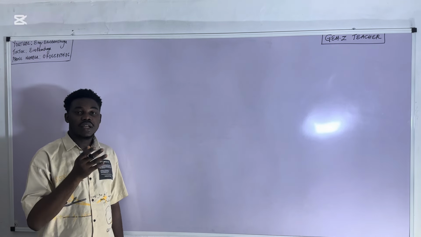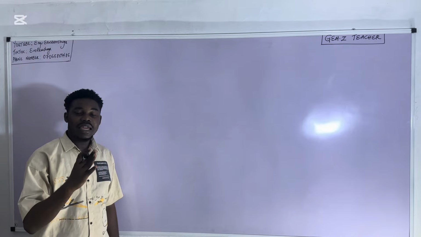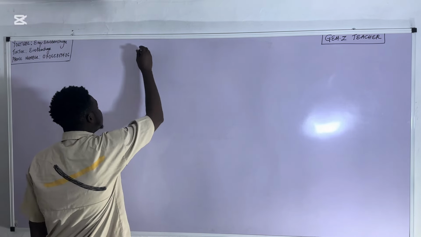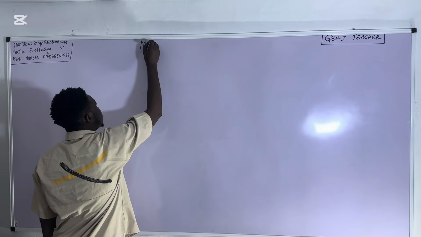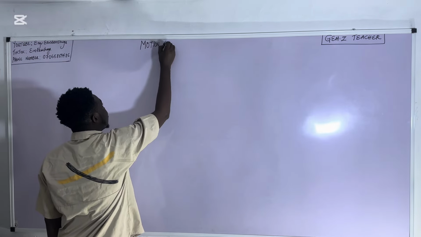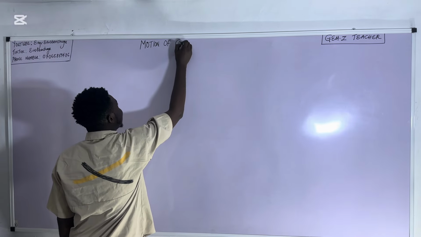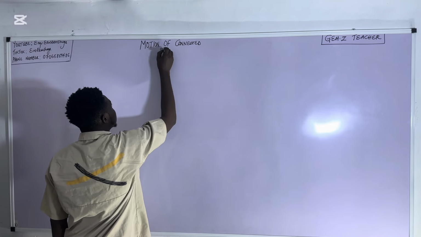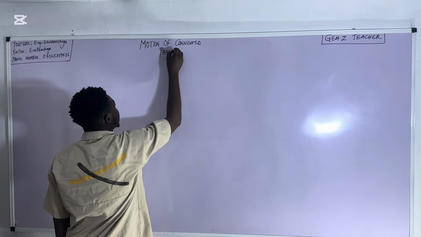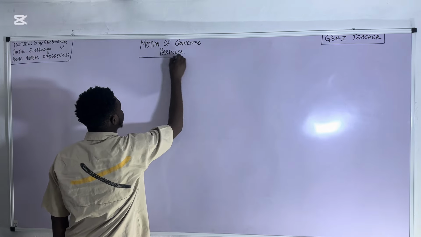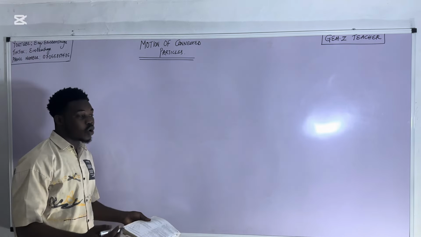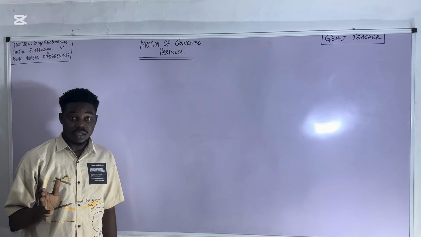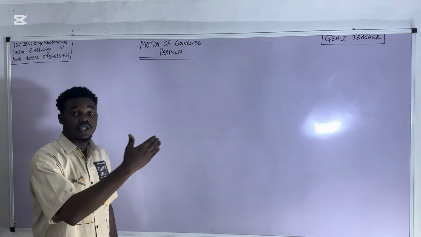Today we'll be looking at questions from A-level physics under the topic called motion of connected particles. Now, first things first, we all know what motion is: the change in position of an object or a body.